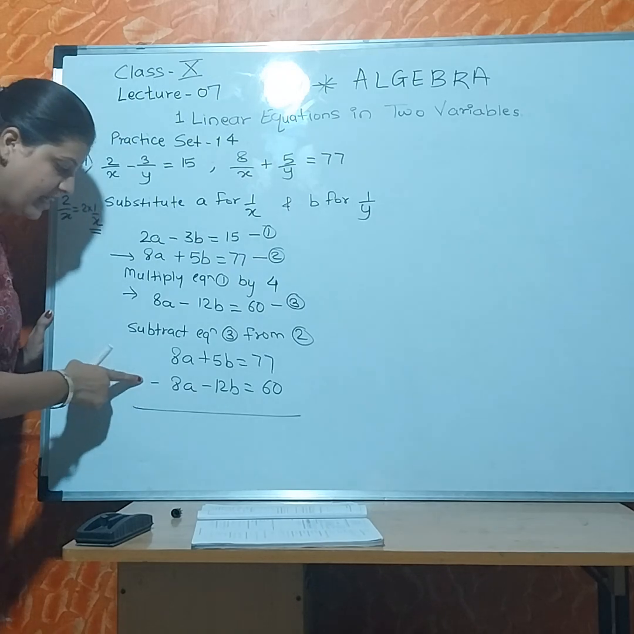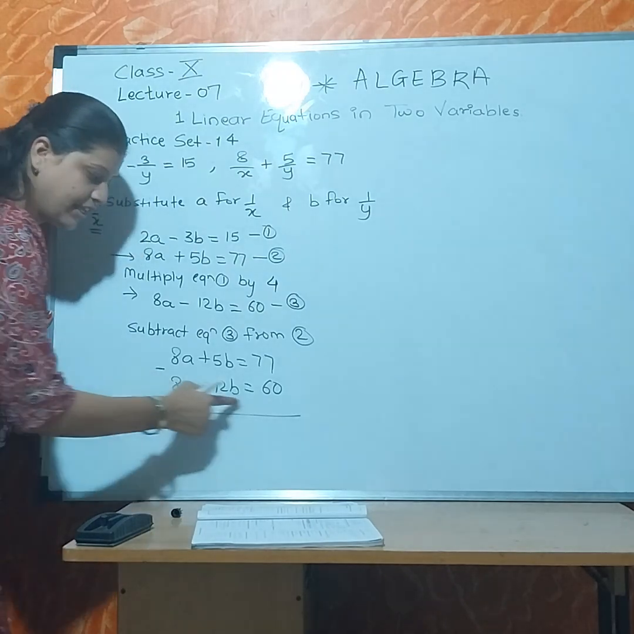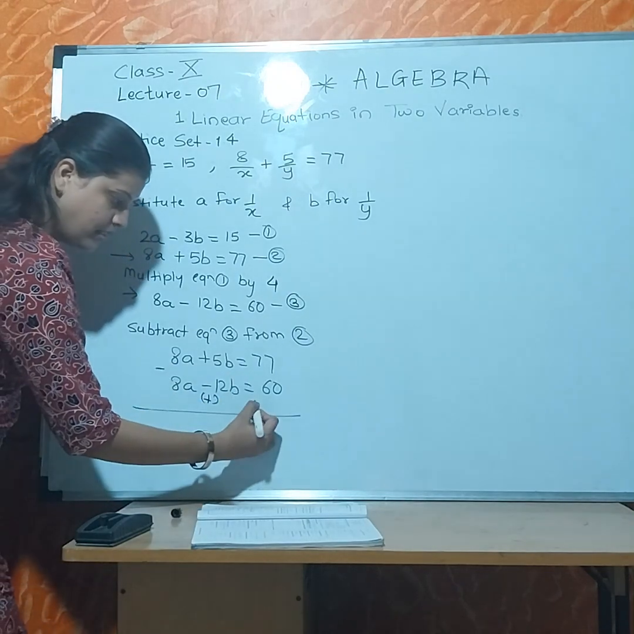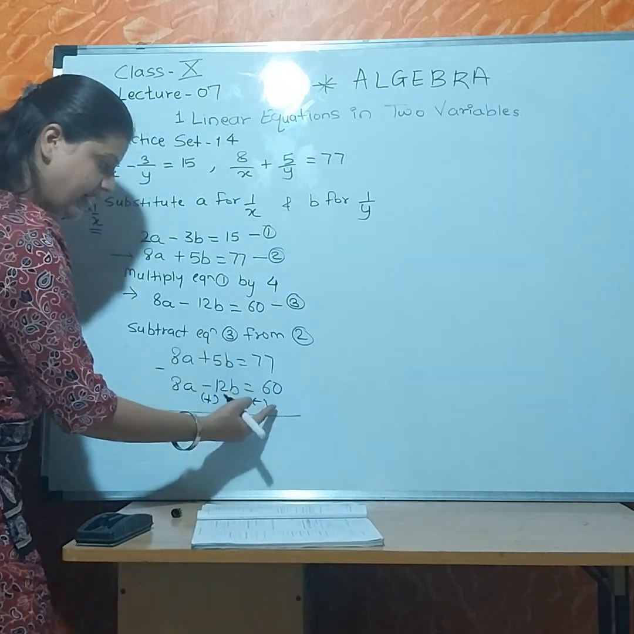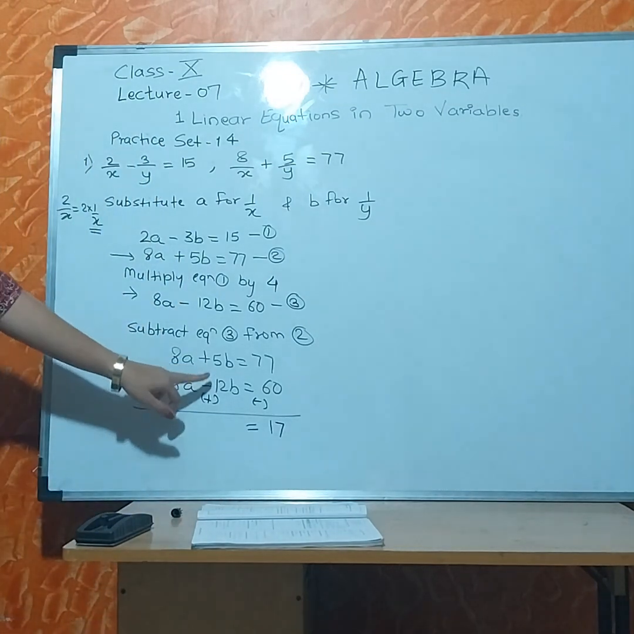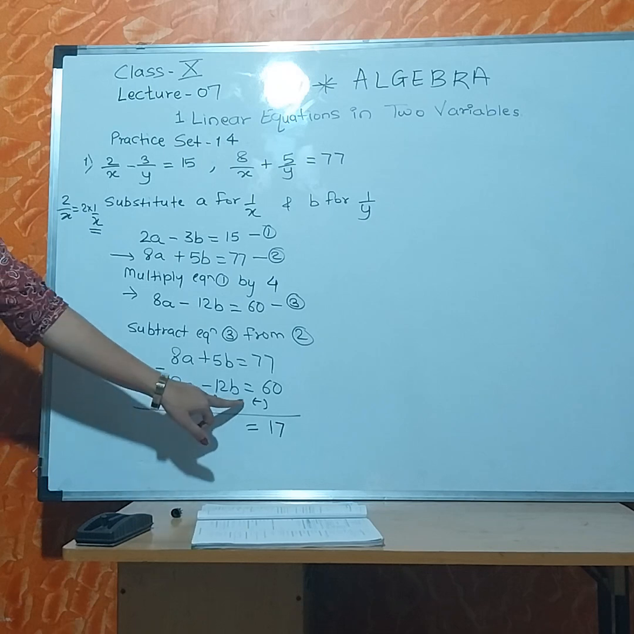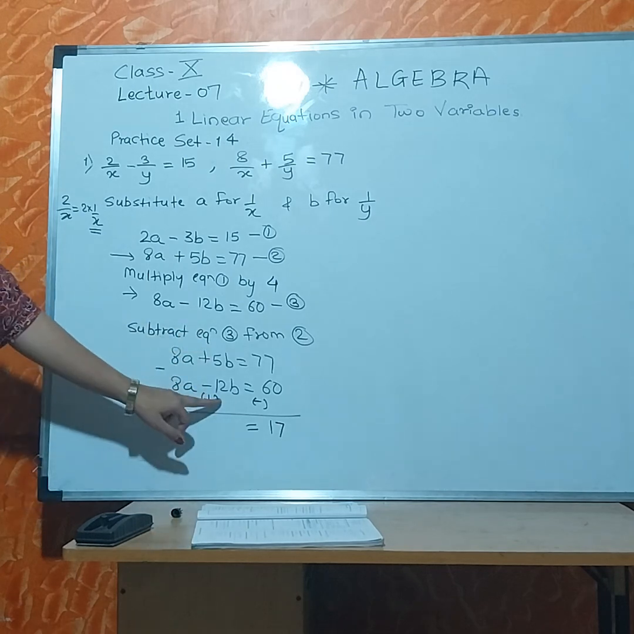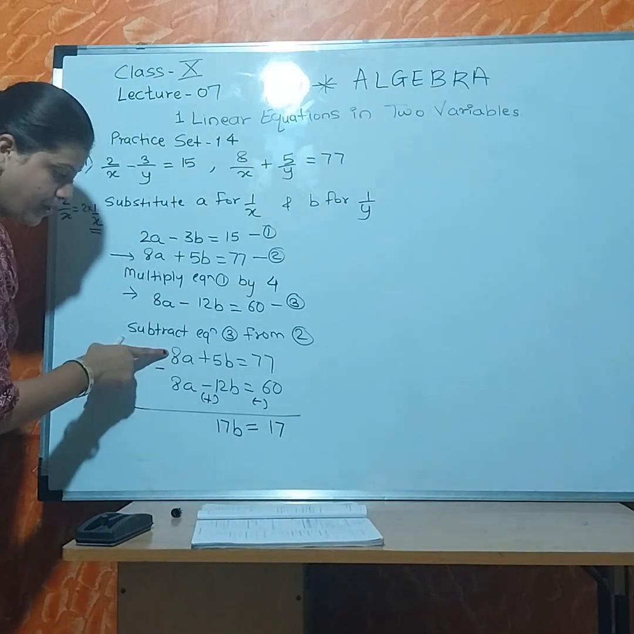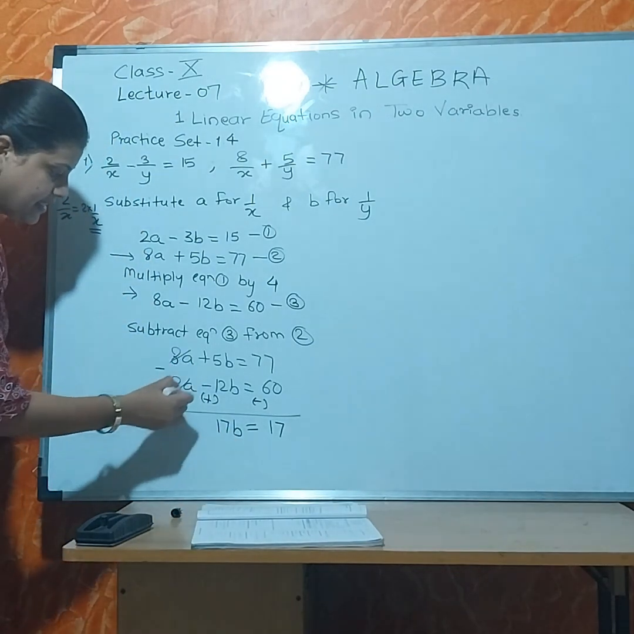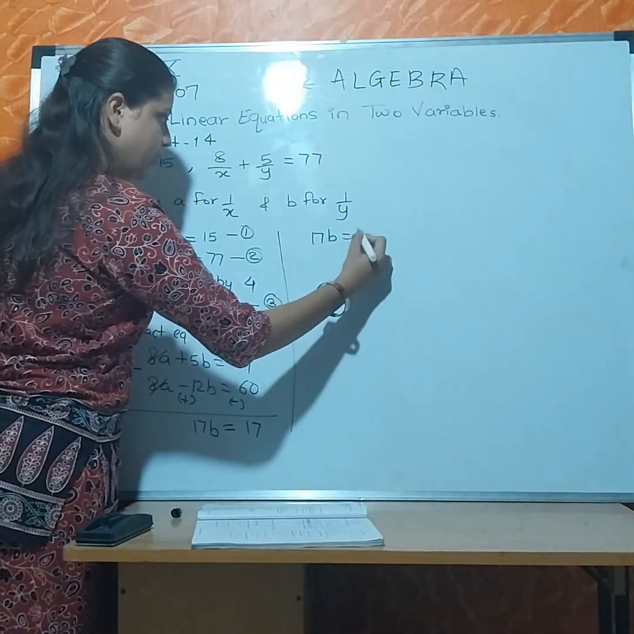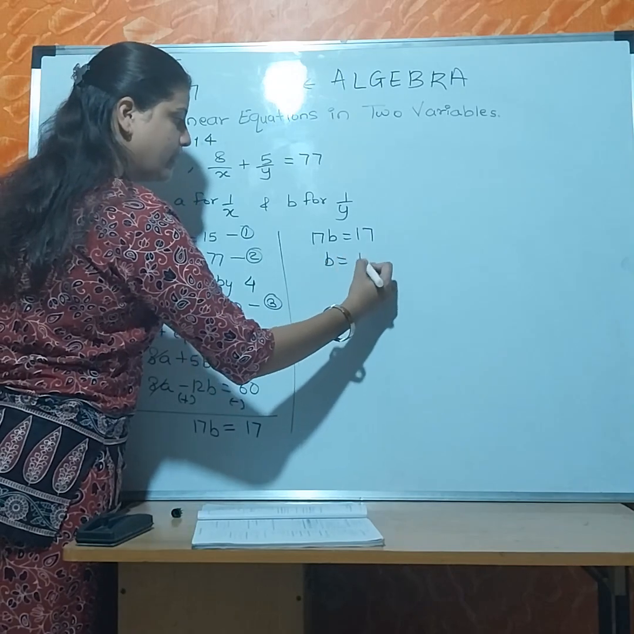Now, if there is a minus sign, we have to change the sign here. So minus minus becomes plus, minus plus becomes minus. So 77 minus 60 is 17. Now 5b plus 12b, so we have to perform addition here. 12 plus 5, what is the answer? 17b. And plus 8a minus 8a gets cancelled. So we have got 17b is equal to 17.